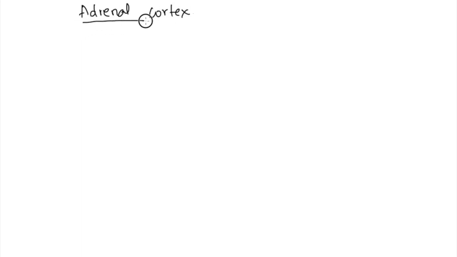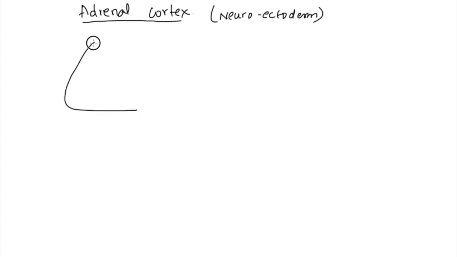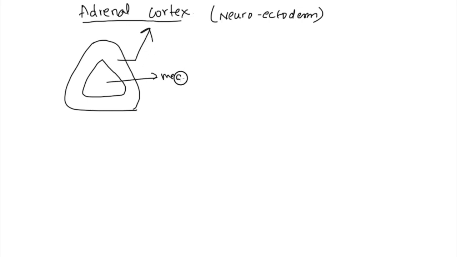Okay, so the adrenal cortex develops from the neuroectoderm. If I'm trying to draw the adrenal gland here, a triangular shaped gland, this is the cortex, this is the medulla. The medulla develops from the mesenchyme, of mesodermal origin. So this is to be remembered. They are coming from different sources. One is from the ectoderm, the other one, the medulla, is from the mesoderm or the mesenchyme.